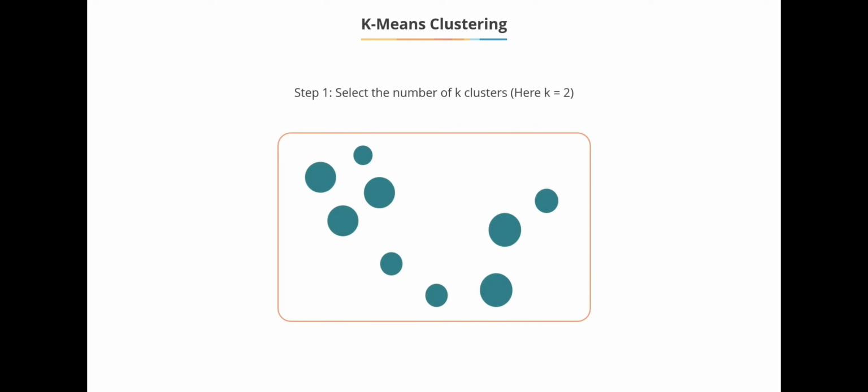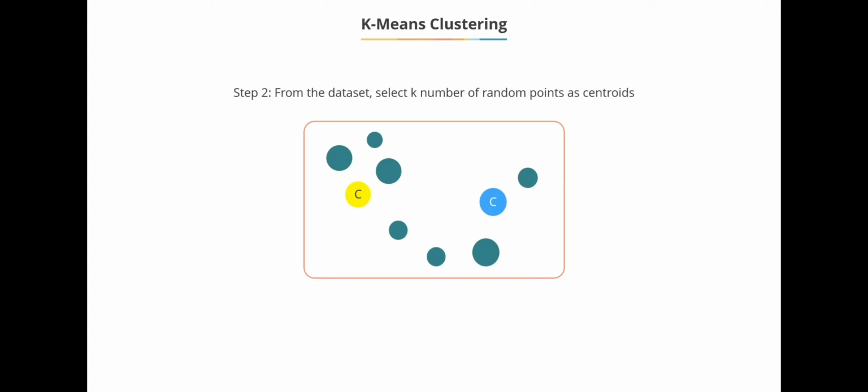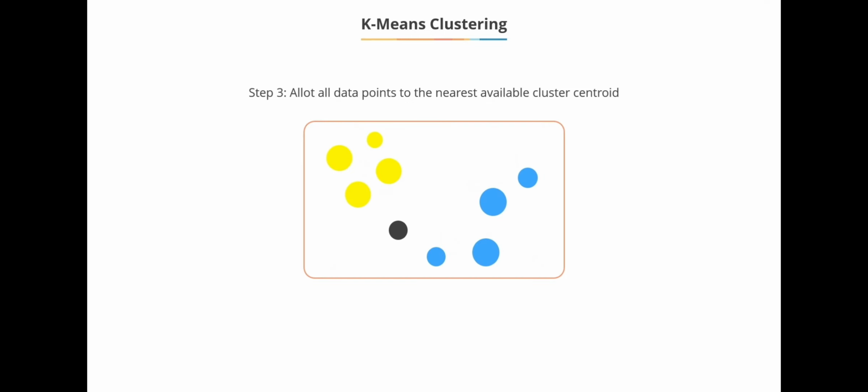Step 1. Select the number of K clusters. Here we take K equals 2. Step 2. From the dataset, select K number of random points as centroids. Since our K value was 2, 2 random centroids, yellow and blue, are considered. Step 3. Allot all data points to the nearest available cluster centroid. Here all data points are assigned to the nearest centroid, either blue or yellow.